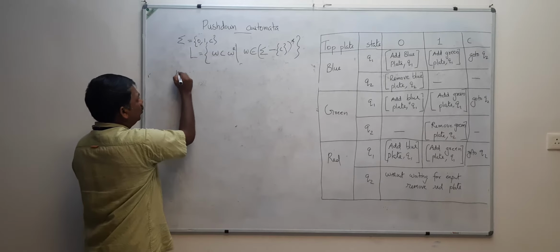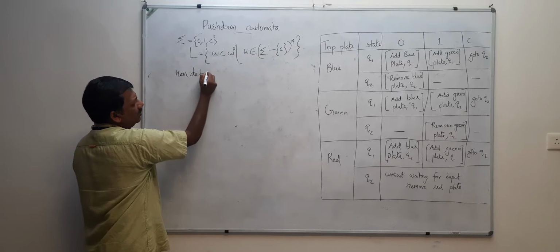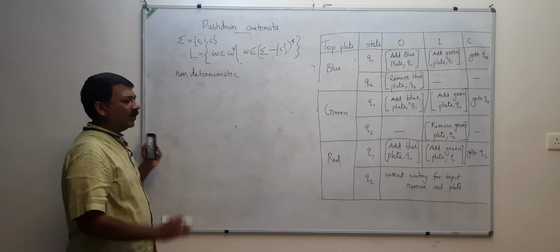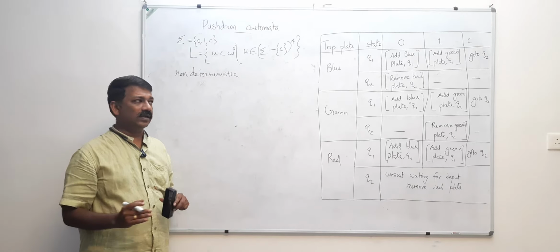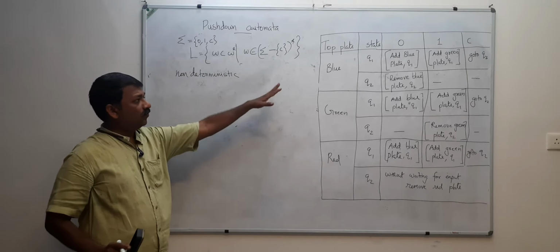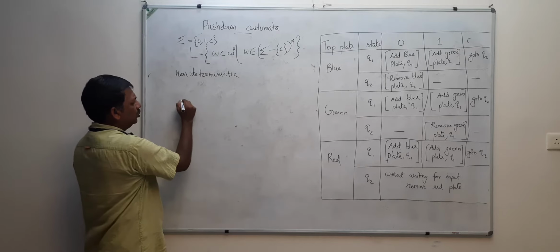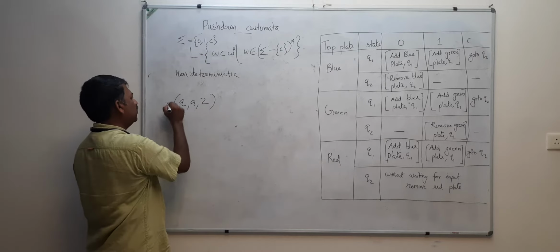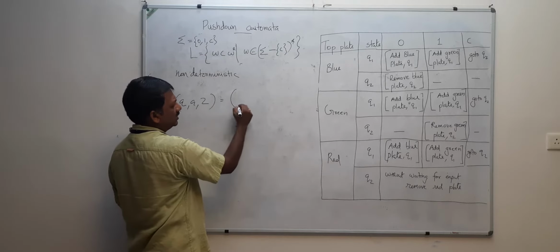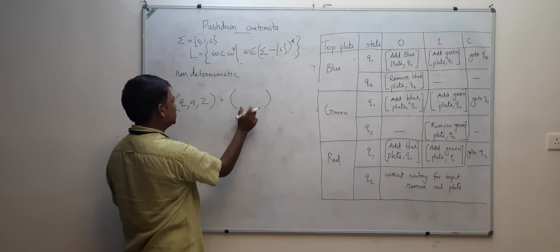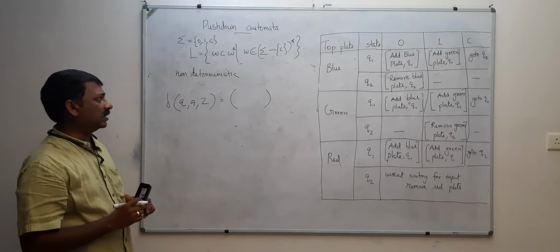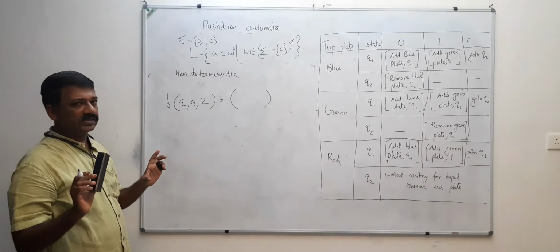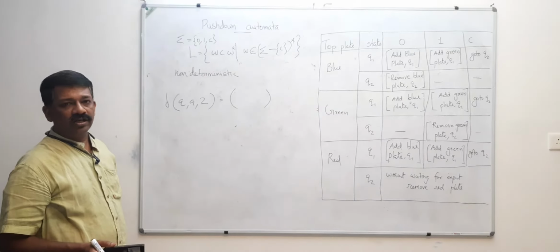Pushdown automata are non-deterministic. In finite automata, there are two types: deterministic and non-deterministic. That means for Q, A, Z, delta of Q, A, Z is a singleton. If you have a single transition for this, then that is deterministic. Otherwise it is not. Suppose that you have two transitions for this, then that is non-deterministic.